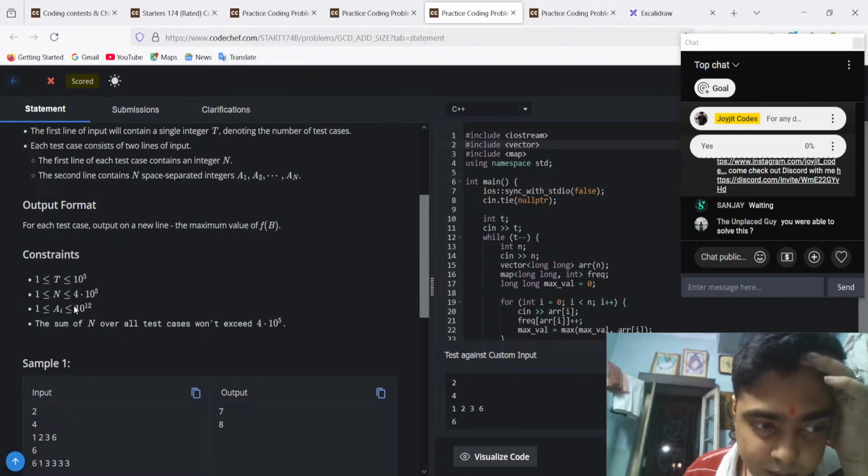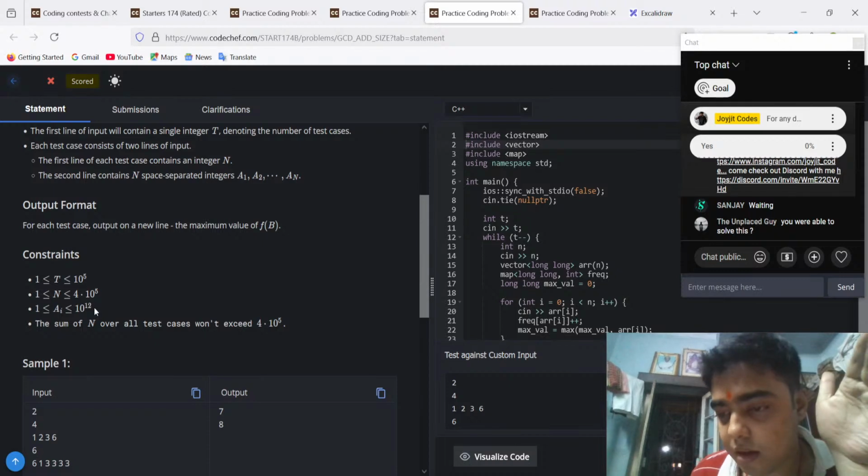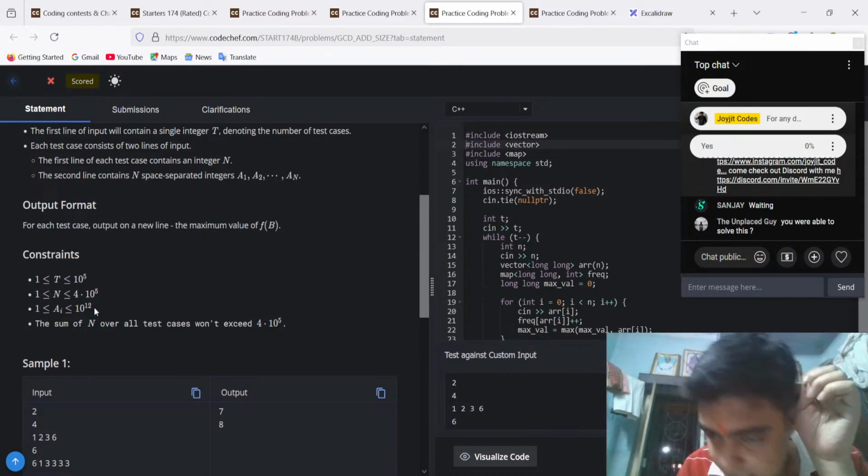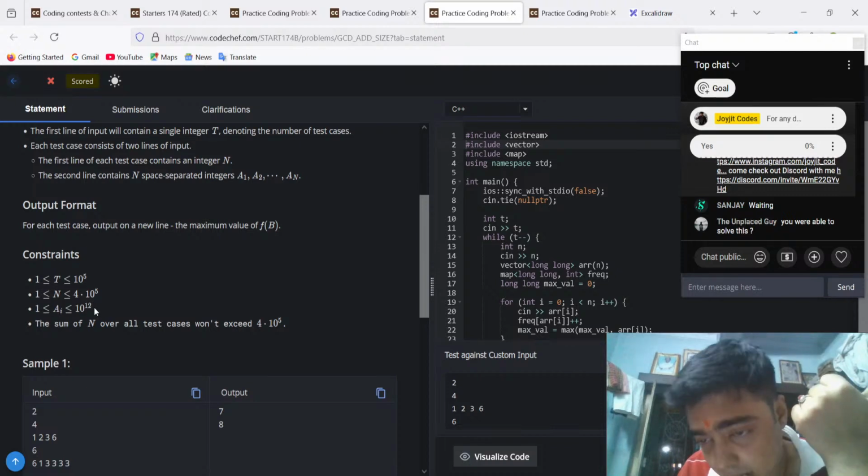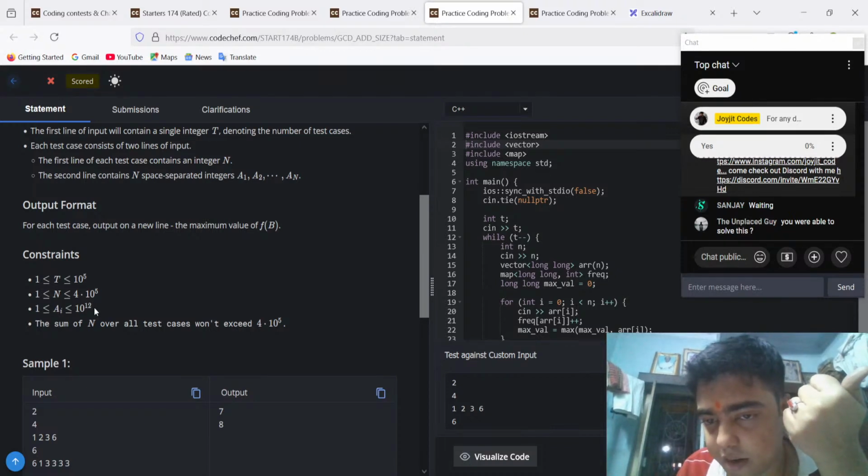but what we came across was A[i] is up to 10 to the power 12. Okay, and square root of 10 to the power 12 is 10 to the power 6, and 10 to the power 6 into 10 to the power 5 is 10 to the power 11, which is going to give you a TLE. Okay, a state of TLE.